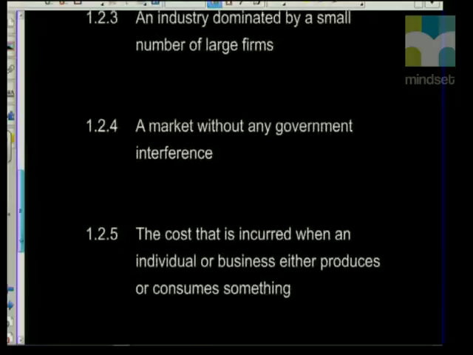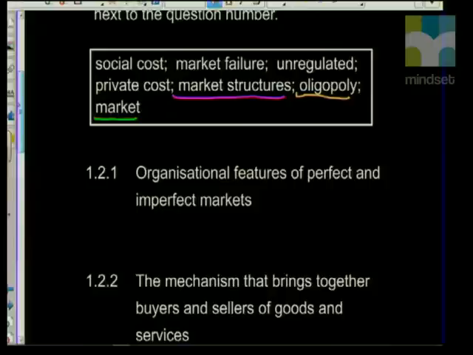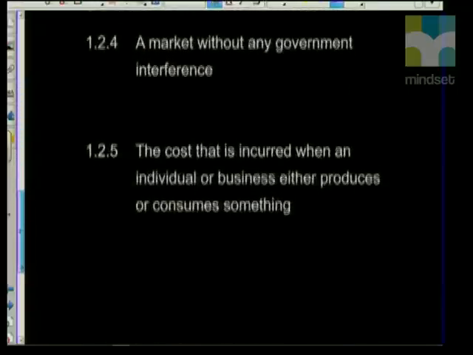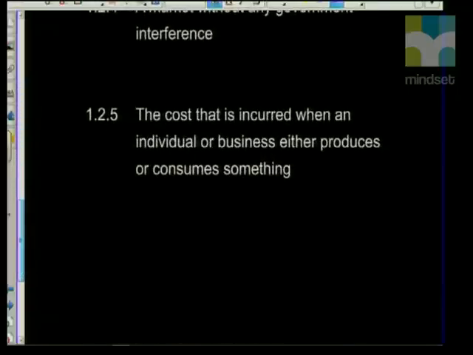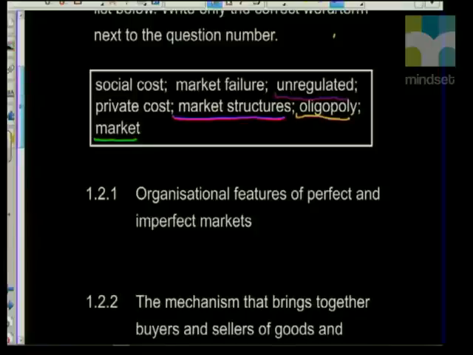1.2.4, a market without any government interference. This market would be unregulated. And then the last one, 1.2.5, the cost that is incurred when an individual or business either produces or consumes something. And because it is attached to a company or to an individual, it will be private cost. When it affects people that are not directly involved in the process, then it would be known as social cost.